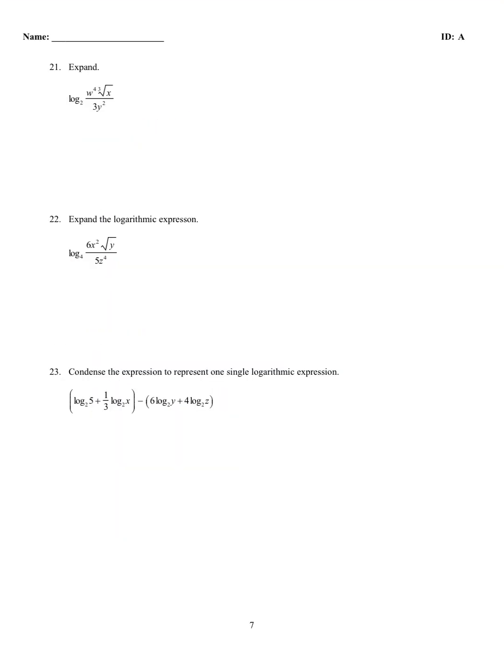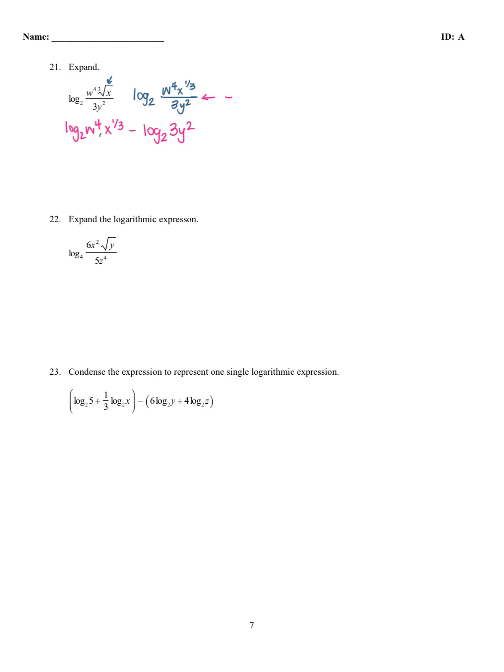For number 21, it tells you to expand log 2 of w to the 4th power times the cube root of x all over 3y squared. This is the same thing if you rewrite that radical as log 2 of w to the 4th x to the 1/3 power over 3y squared. From here, you're going to rewrite the fraction as subtraction. So it's going to give you log 2 of w to the 4th times x to the 1/3 power minus log 2 of 3y squared.